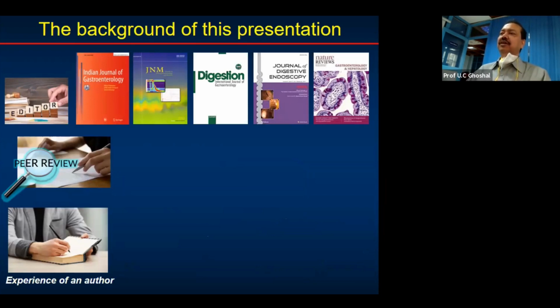I serve 5 journals in the capacity of editor: Indian Journal of Gastroenterology as editor-in-chief, and Journal of Neurogastroenterology Motility, Digestion, which is a journal published from Europe, Journal of Digestive Endoscopy as associate editor, and Nature Reviews Gastroenterology and Hepatology as an advisory board member. I do extensive peer reviewing. You will not believe me. I review on an average 8 to 10 articles every week for a lot of journals, including the journals in which I serve in the capacity of associate editor or editor.